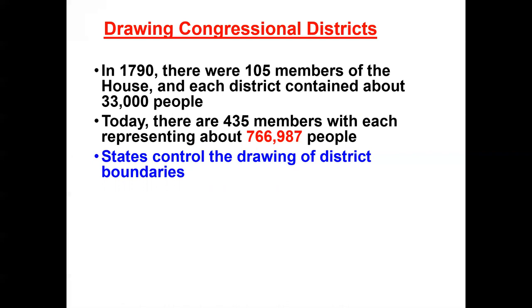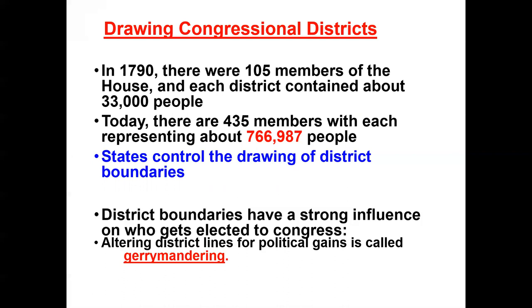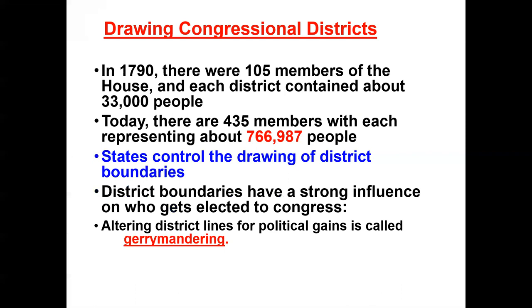So states control the drawing of district boundaries. State controls the district boundaries. District boundaries have strong influence on who gets elected to Congress. Altering district lines for political gain is called gerrymandering. Angel, this is what you were talking about. Altering the district lines for political gain is called gerrymandering.